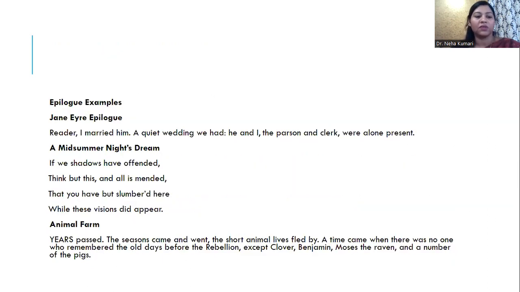Now, epilogue examples, we have the epilogue from Jane Eyre, very famous book written by Charlotte Bronte, where she says, "Reader, I married him. A quiet wedding we had. He and I, the parson and clerk, were alone present."